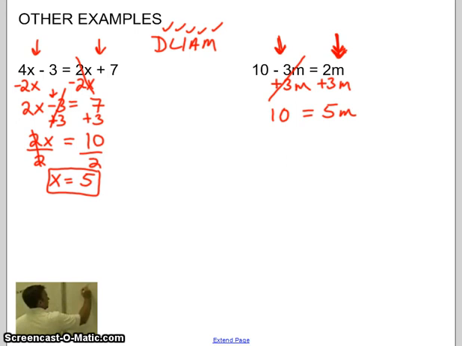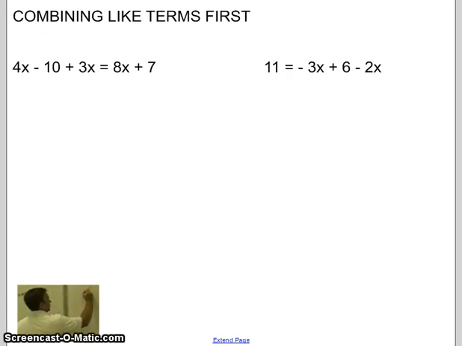Next step is to add or subtract. Now there's no add or subtraction here. We just go straight on to multiplication or division, and we're going to divide 5 on both sides to get m by itself. Alright, and you get m equals 2.